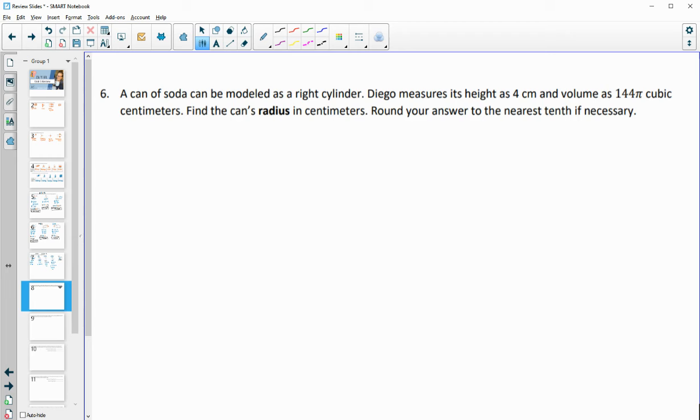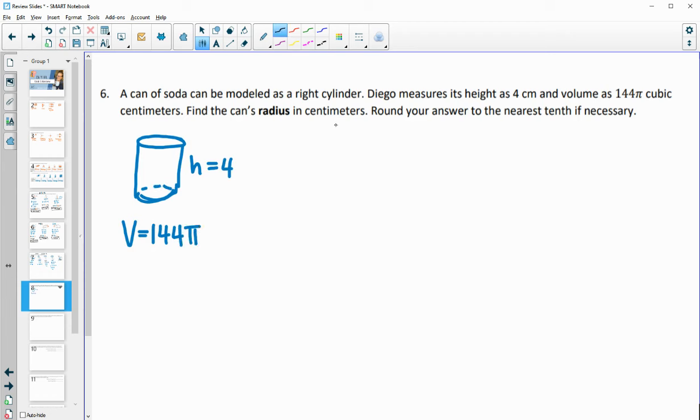Number 6, a can of soda can be modeled by a right cylinder. Diego measures its height to be 4 centimeters and has a volume of 144 pi cubic centimeters. Find the can's radius. So we've got this cylinder here, and we know that the height is 4 and that the volume is 144 pi, and we need to solve backwards.